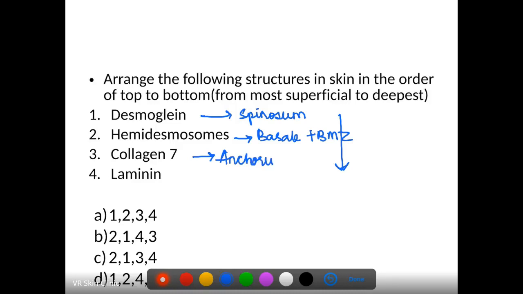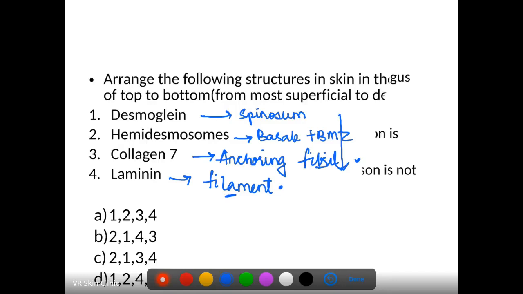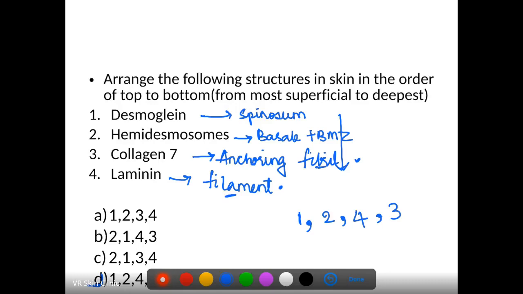It was in the last layer, that is anchoring fibrils. And laminin was in anchoring filament. So what comes first? Filament comes before fibril. A comes before B. So stratum spinosum, that is option 1, from superficial to deep. Then hemidesmosome, option 2, laminin and anchoring fibril. This is the answer. 1, 2, 4, 3. Option D.